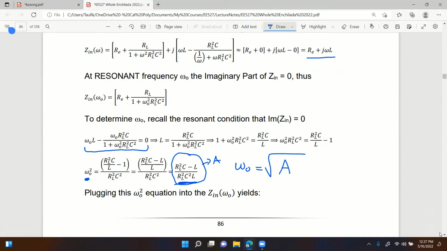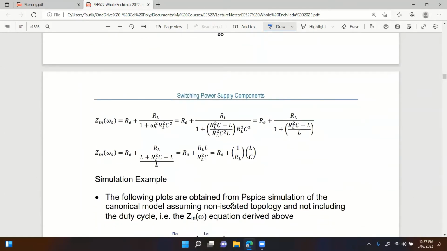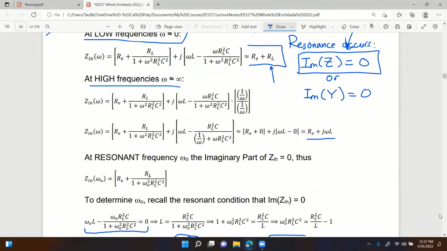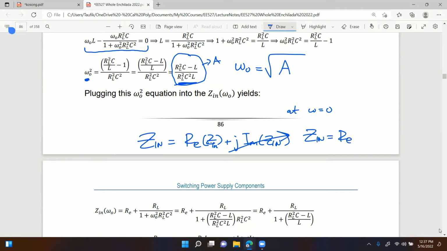But I keep it as omega naught square. That's what I'm plugging into the next equation right here. Once I get omega naught square or omega naught, then I go back to the input impedance equation. Remember, input impedance has a real part and an imaginary part, right? But at resonant frequency, at omega equals omega naught, the imaginary part goes away. So input impedance becomes just the real part. Agree?